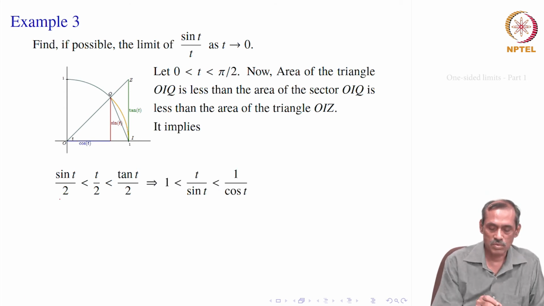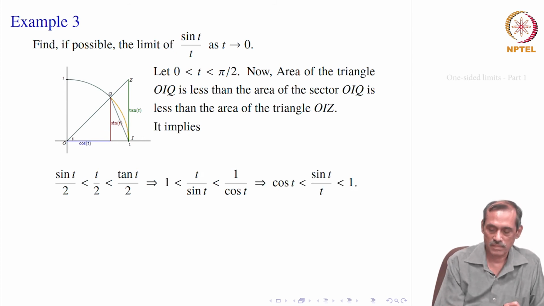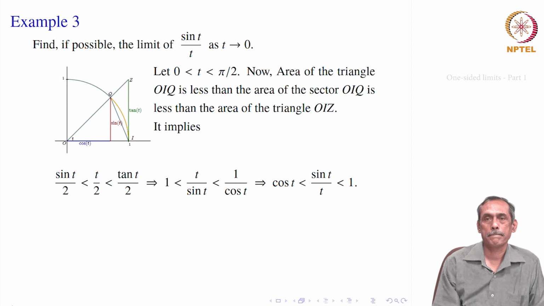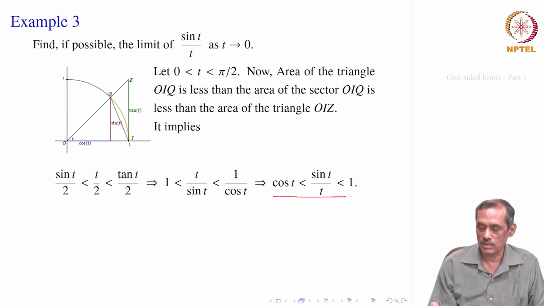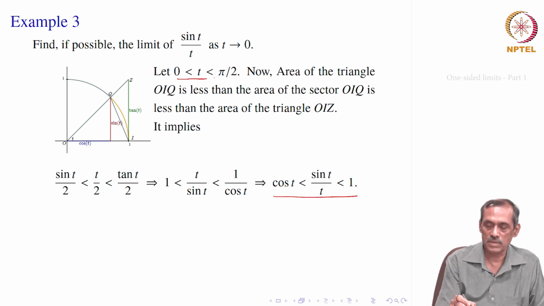So, these 2 we can cancel, and you divide also by sin T, because sin T is non-zero. So, you get 1 less than T divided by sin T less than 1 divided by cos T. And if you reverse the ratios, we would get cos T less than sin T by T less than 1. This is what we get for all T between 0 and pi by 2.